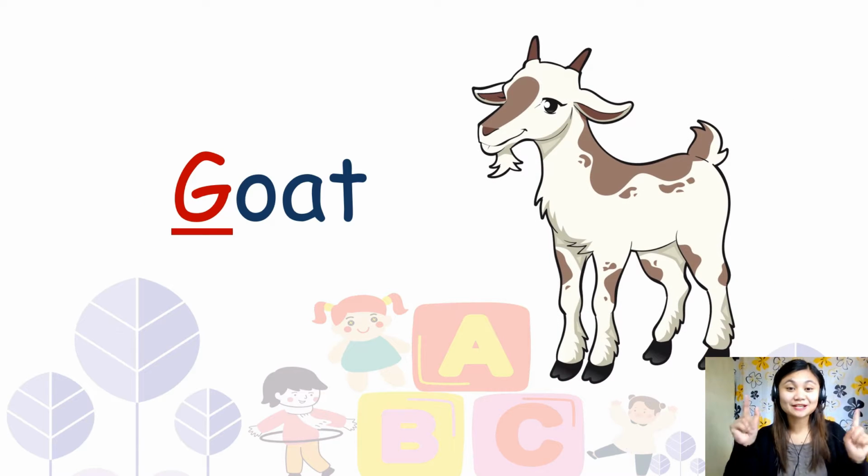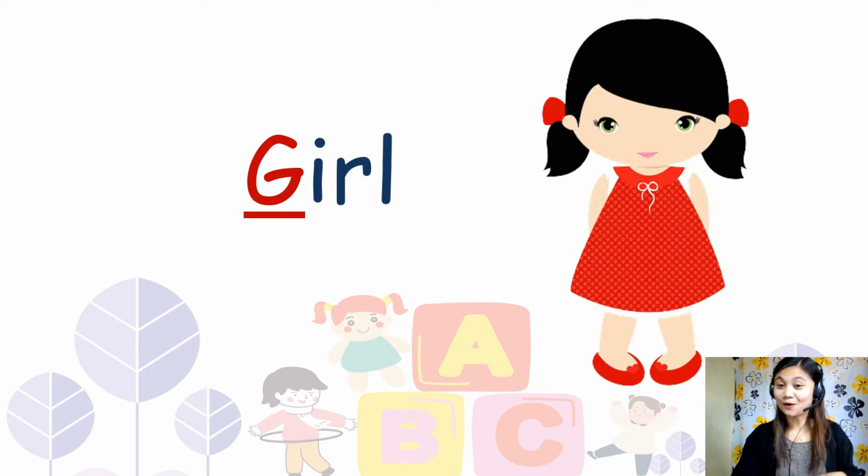Now here, let's say together: G, G, goat. Okay, very good. Let's say it together. G, G, goat. Goat. Yes, that's perfect. Let's say it again. Goat. That's right. Now let's continue to the next one.